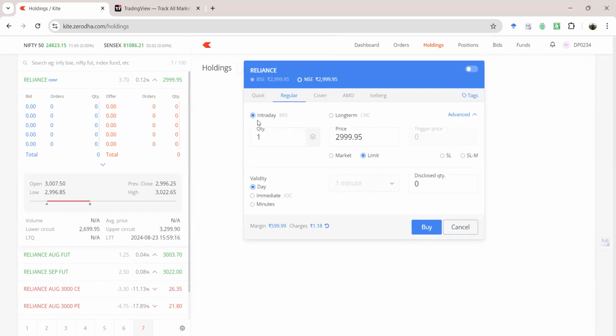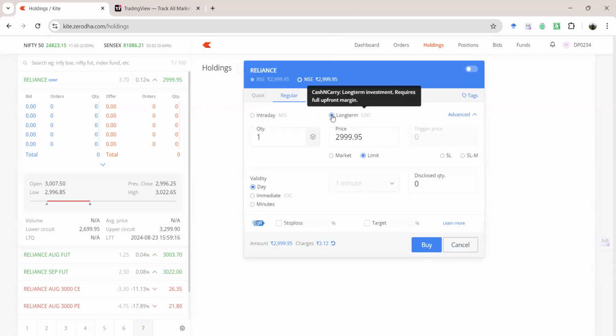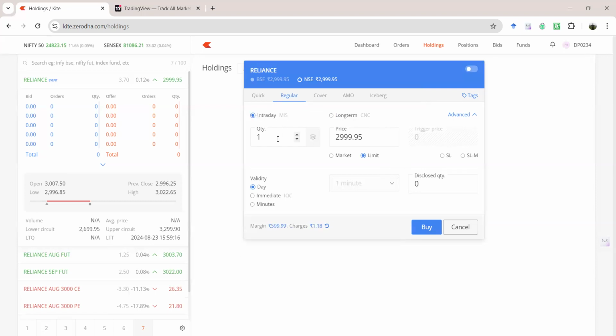If we buy on intraday and don't sell by the end of the day, the broker will square off this order at around 3:10 or 3:20 as per their criteria. Then there is long term. If you are investing, or holding for a few days or few months, then you have to select long term, and the shares will be delivered to your account after that. If you are taking an intraday order, it will not be delivered. It will be squared off on the same day.